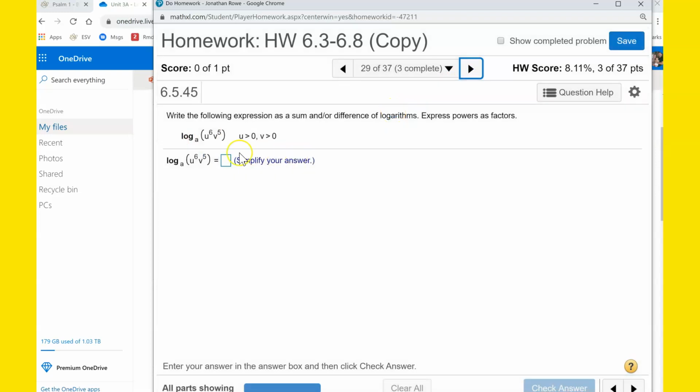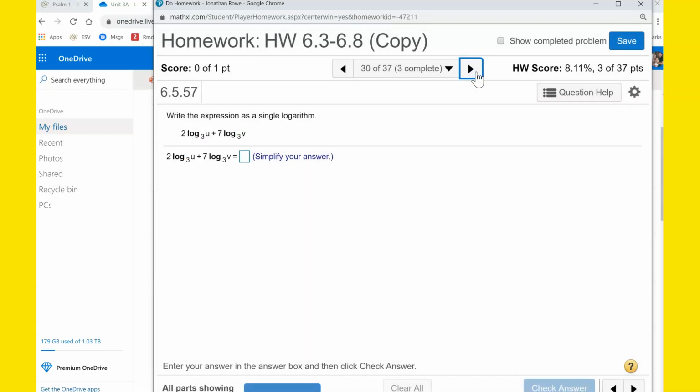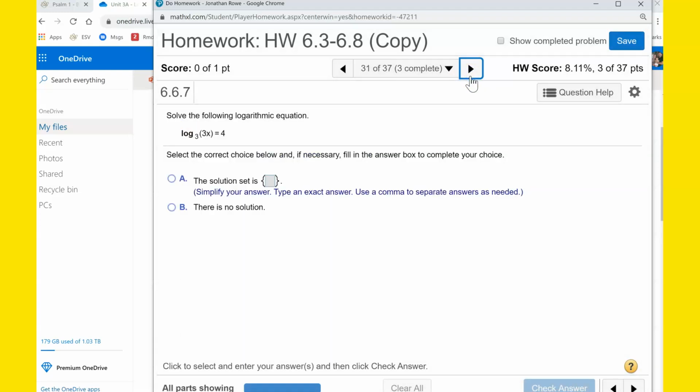Moving on. Okay, this is more expanding logs, so I'm not going to do these because I've already done so many examples of this. Here we're condensing those logs. Again, I'm not going to do that because I've already showed you many examples. Solve the log equation. I've already showed you how to solve log equations.